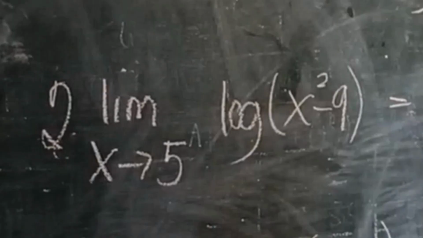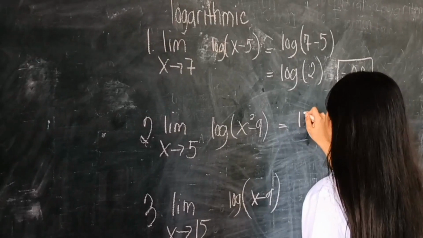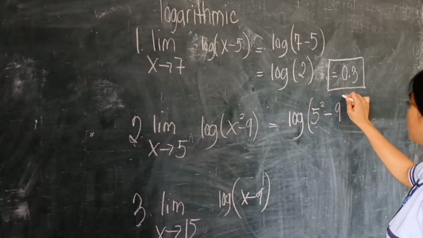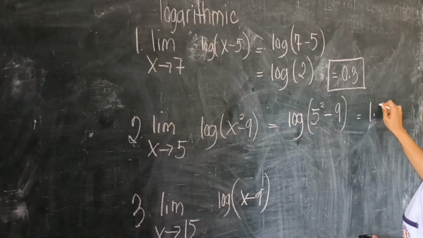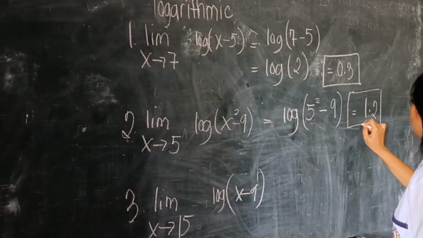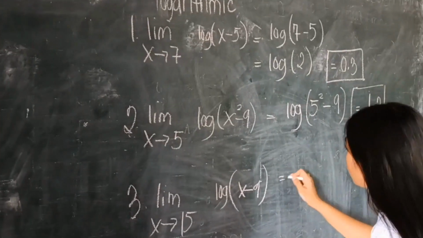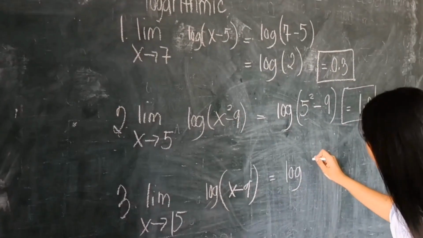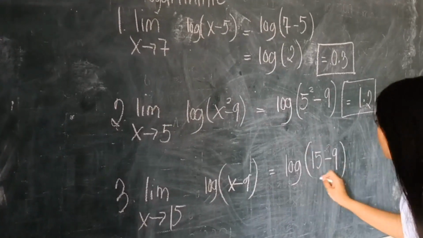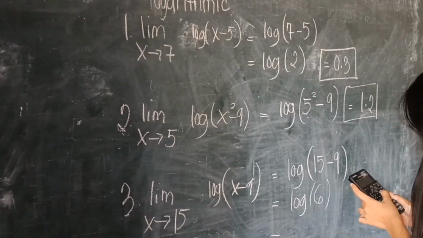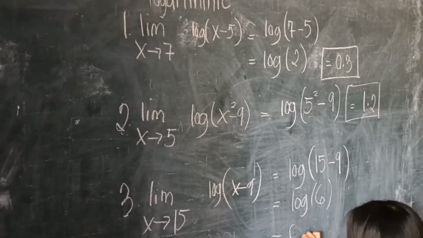Example 2. The limit as x approaches 5 of logarithmic x squared minus 9 is equal to logarithmic 5 squared minus 9. So the answer is 1.2. Last example. The limit as x approaches 15 of logarithmic x minus 9 is equal to logarithmic 15 minus 9. So the answer is 6. Logarithmic 6 is equal to 0.8. So the answer is 0.8.